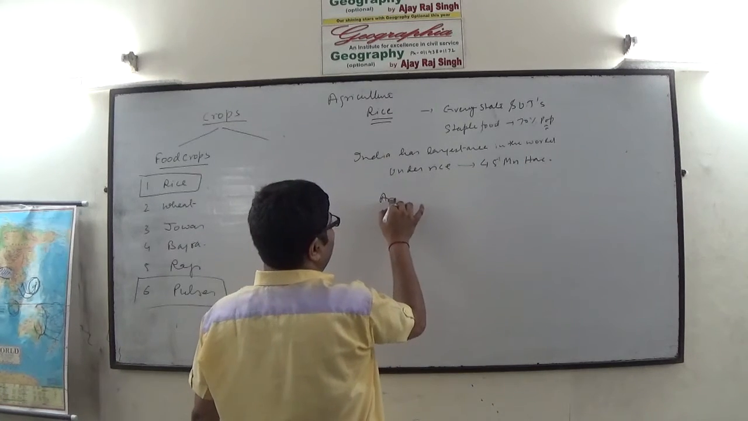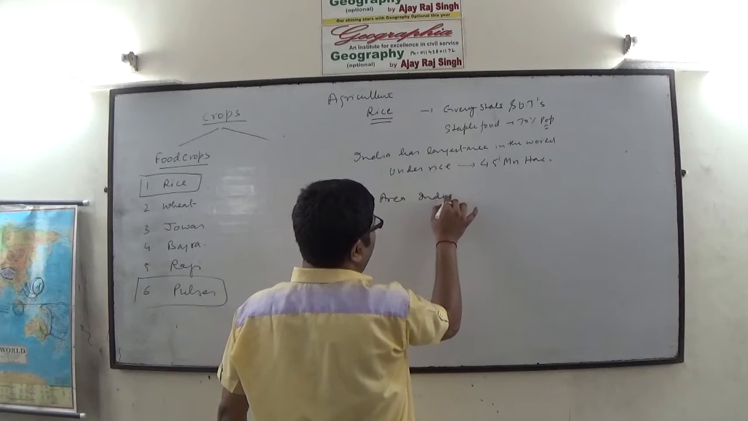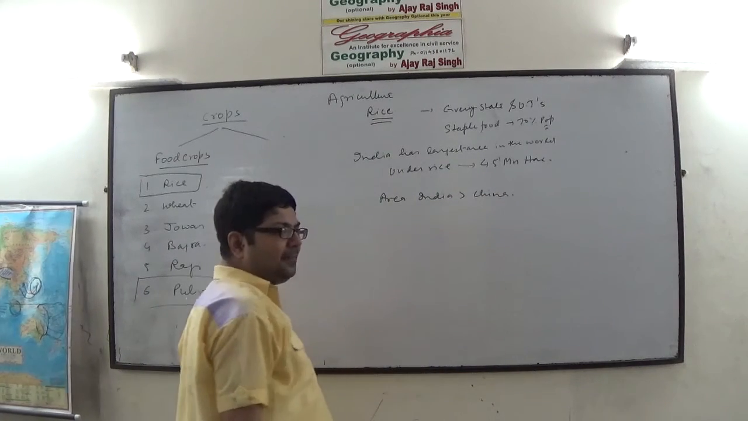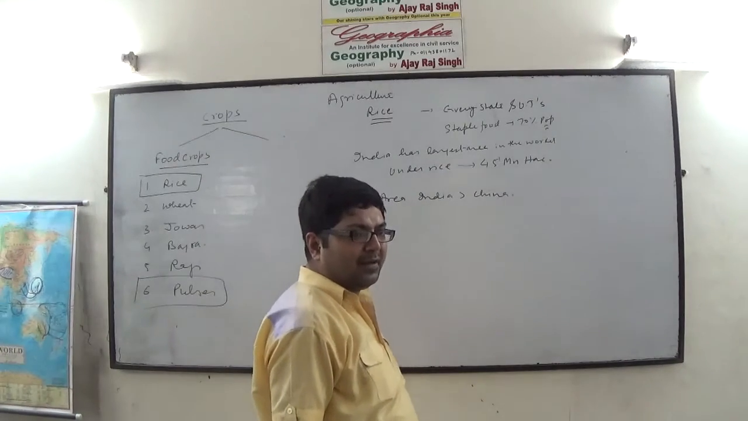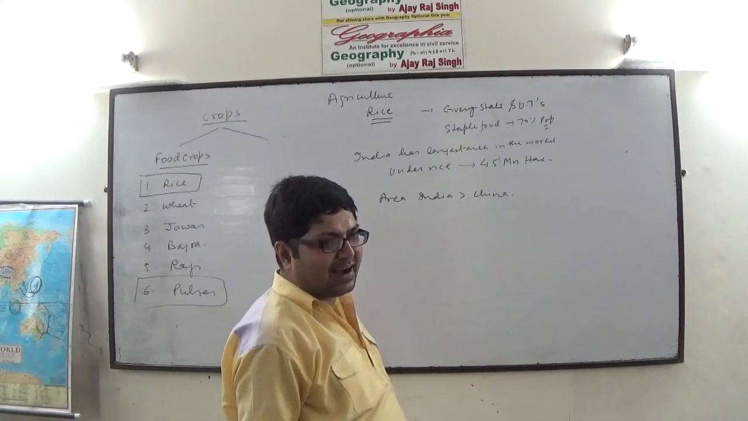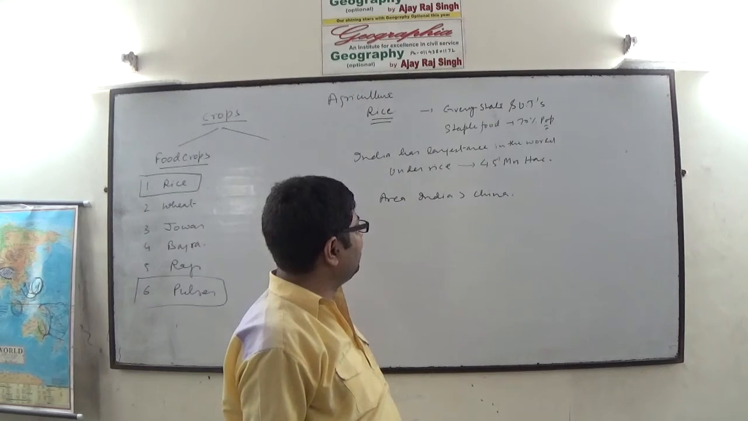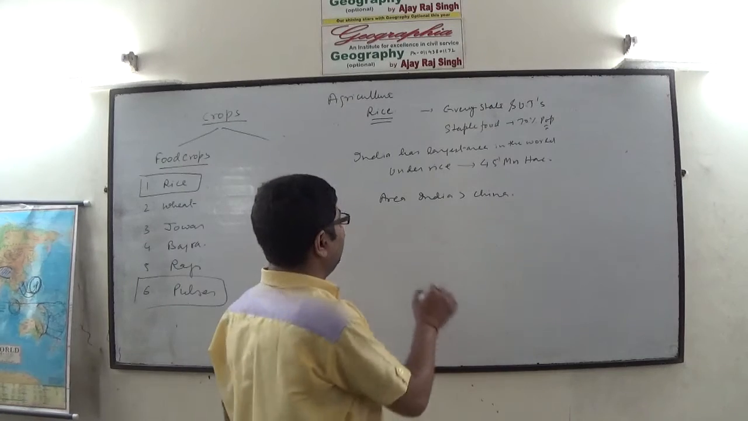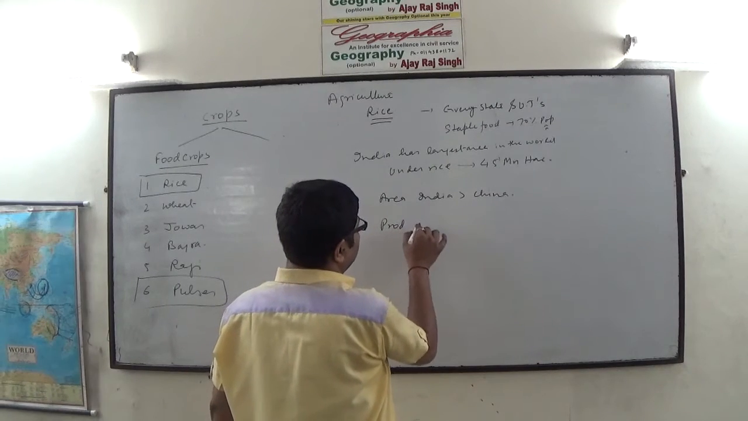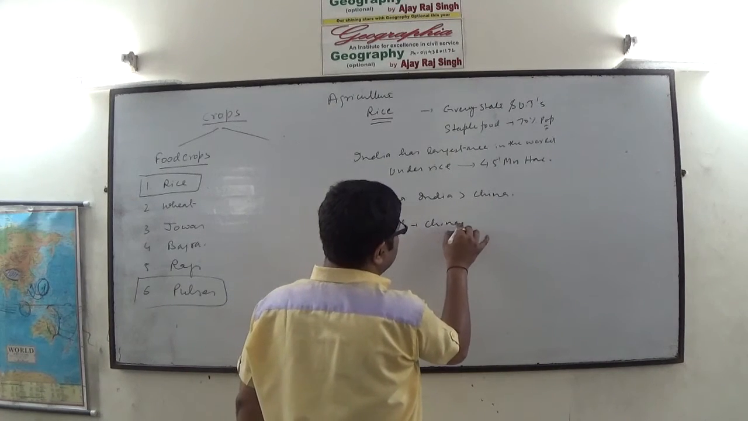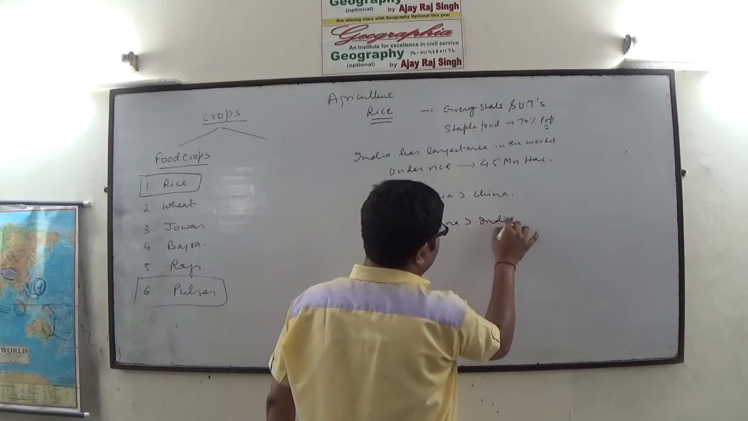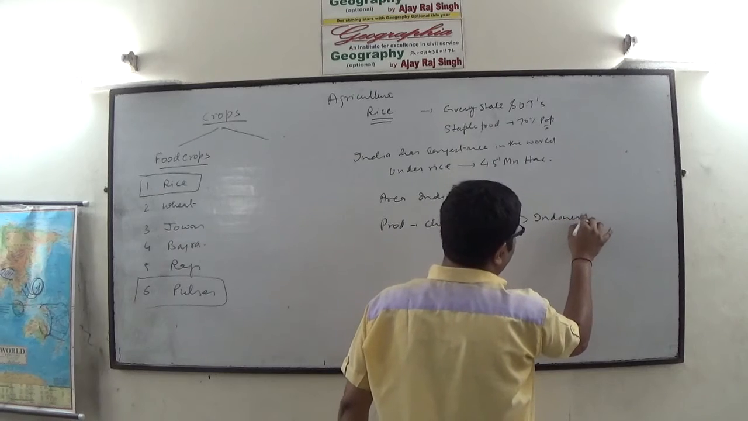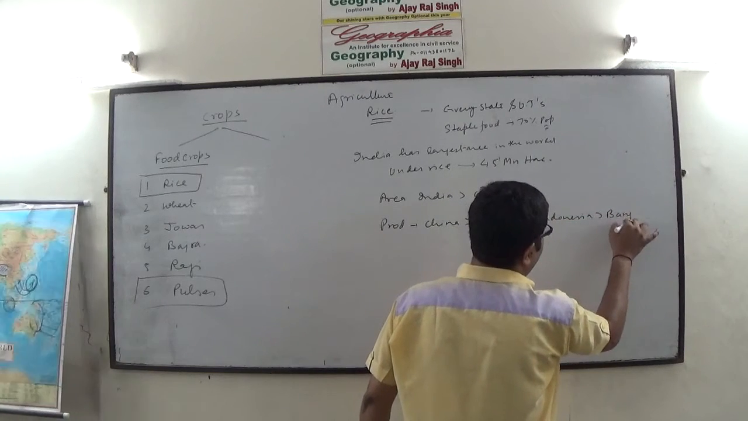In terms of area, India leads all other countries. Second is China, which is far behind India. But in terms of production, China is first, followed by India. India is followed by Indonesia, and then Bangladesh.